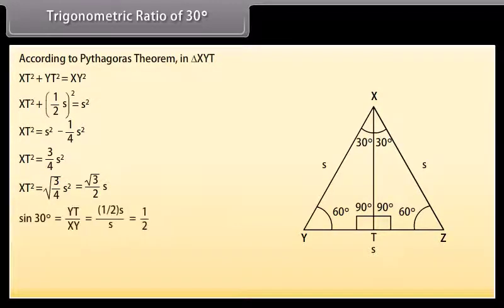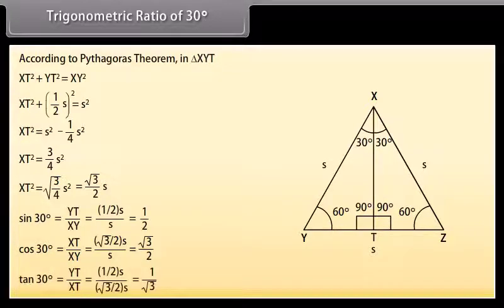Sin 30 degree is equal to YT upon XY, equals 1 upon 2 s upon s, which is 1 upon 2. Cos 30 degree is equal to XT upon XY, which equals square root 3 upon 2 s upon s, equals square root 3 upon 2. Tan 30 degree is equal to YT upon XT, equals 1 upon 2 s upon square root 3 upon 2 s, equals 1 upon square root 3.